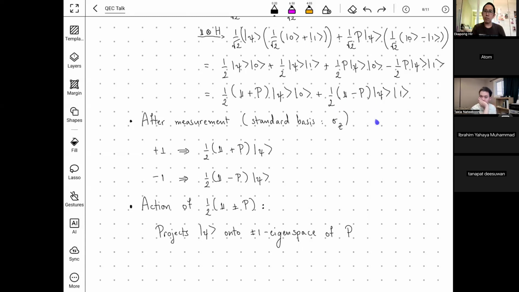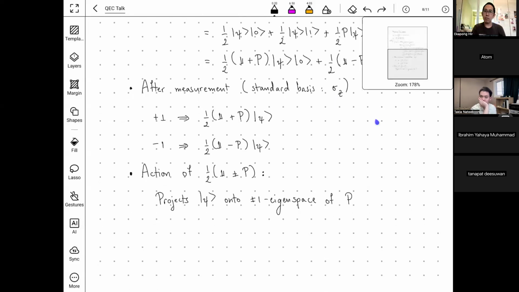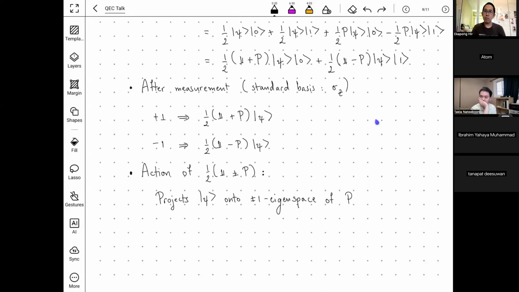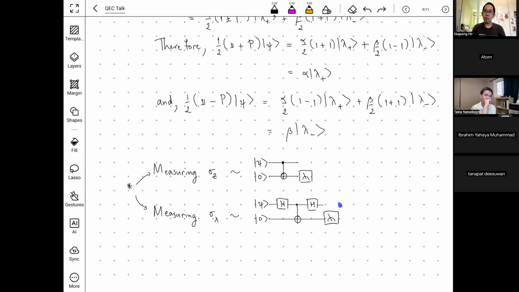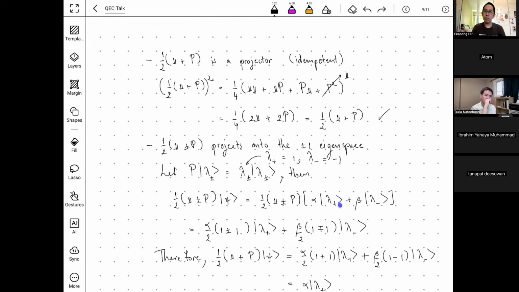Now we're on to the action of these gates. So here's my quick claim: this operator specifically is a projector onto the plus or minus 1 eigenspace of P. The plus or minus signs are the same sign. So if it's 1 over 2 times (identity plus P), then it projects onto the plus 1 eigenspace of P. I shall prove it on the next page.